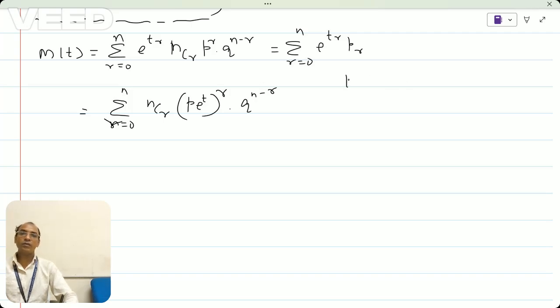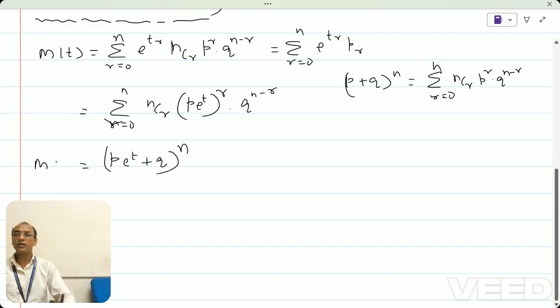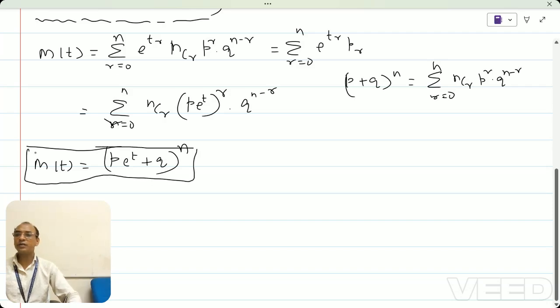So if I have p plus q to the power n, I can write summation r equal to 0 to n nCr p to the power r into q to the power n minus r. But here, in place of p, I am having p e to the power t. So we can write it as p e to the power t plus q whole to the power n. And this is nothing but my M of t, the MGF. So the MGF of a binomial distribution is nothing but this one.